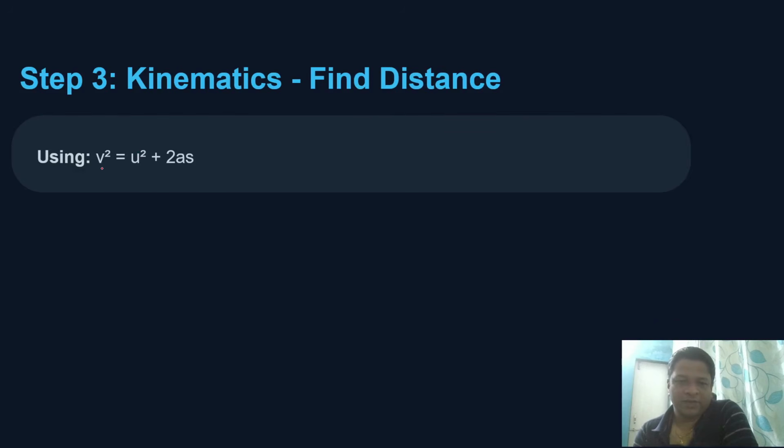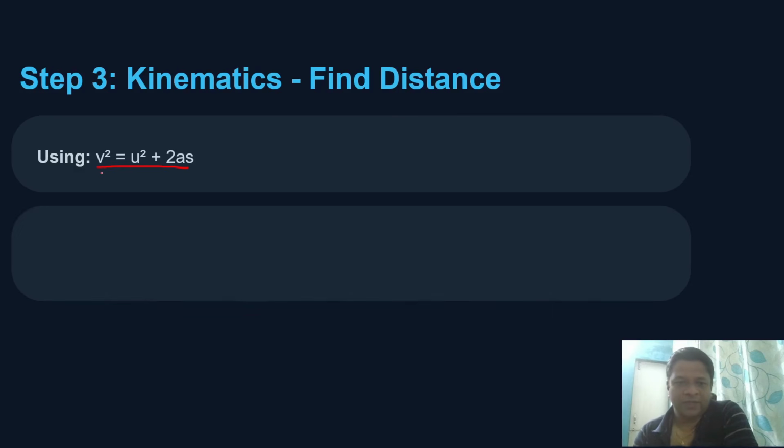So here we use the equation of motion, v square is equal to u square plus 2as. So put the values here. The final velocity is 0. It will come to rest. Initial velocity is 20, given. Acceleration is minus 1.25, which we have calculated, and s is the required distance.